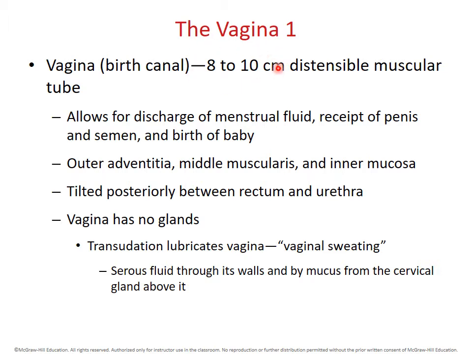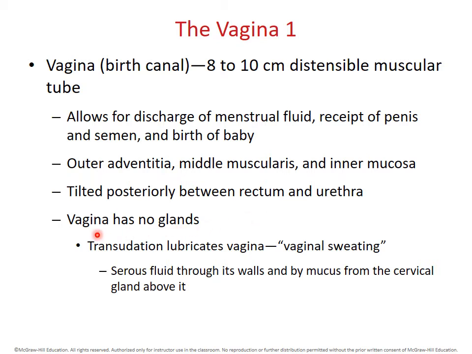Again, it's about 8 to 10 centimeters, so again, just a little bit less than 4 inches long on average, and it is another muscular tube, and again, the muscle is smooth muscle tissue. And so, as we said, it receives the penis, it functions as the birth canal. It is also, of course, how menstrual fluid exits the body at the end of each 28-day cycle. The sloughed off endometrium exits the body during menstruation.